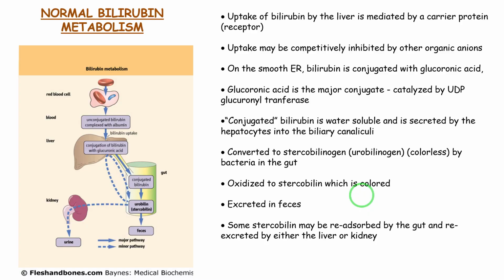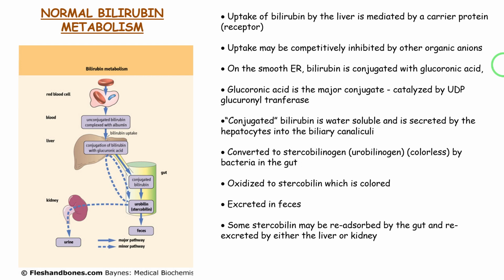So the summary: the liver takes up bilirubin, and this uptake and processing occur in the endoplasmic reticulum, where it is conjugated with glucuronic acid. The enzyme that mediates this process is UDP-glucuronyl transferase. The conjugated bilirubin is water soluble and is secreted into the common bile duct to the intestine.